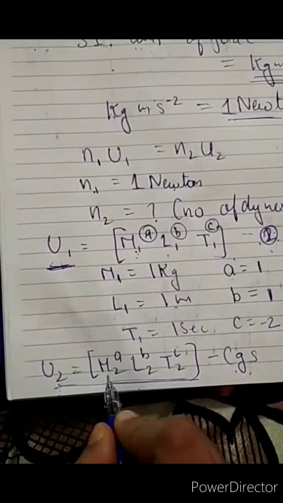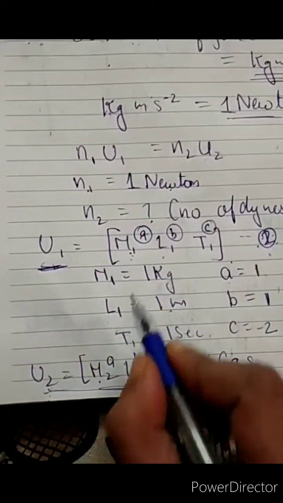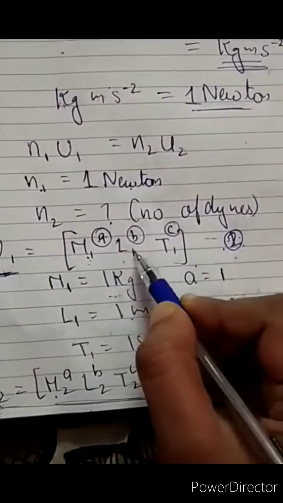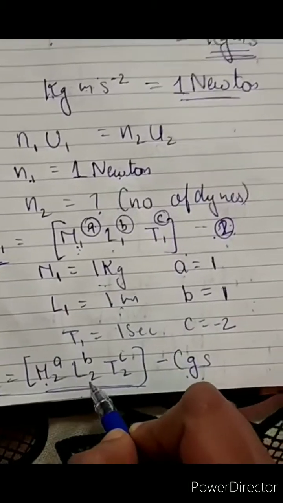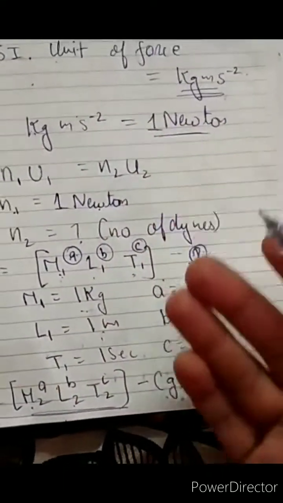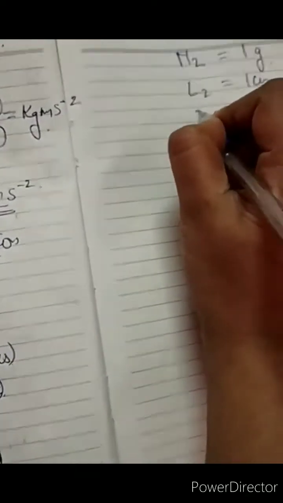So M2 is mass. I just want to convert 1 kg into 1 gram. So here is 1 gram. I want length of 1 meter. So in this I want it in terms of centimeter. And I want time in second in CGS and in MK system same. So I want T2 is 1 second.